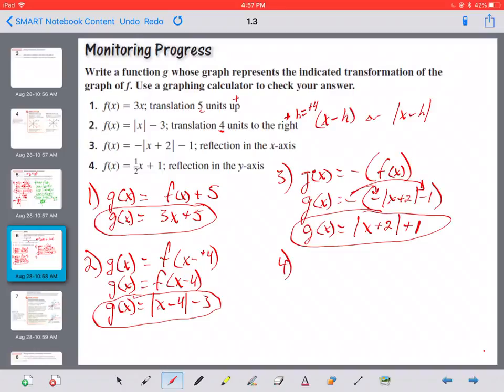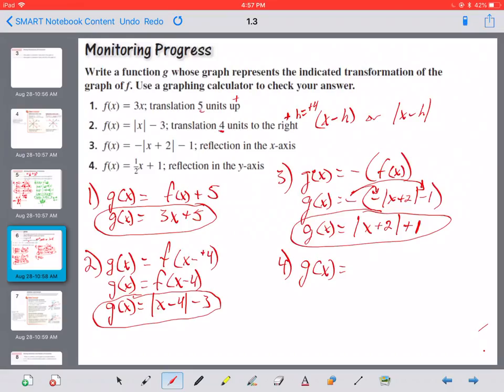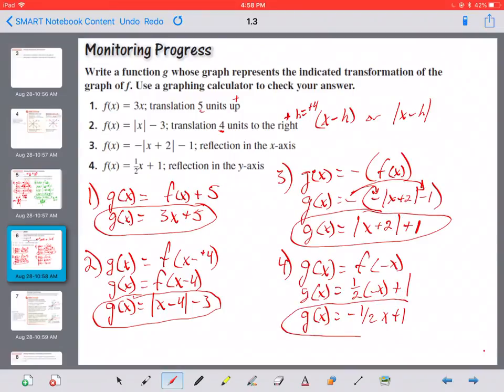And number 4, the tricky one. But it's a line, so it's actually less tricky than if it was an absolute value or a quadratic. But my g of x is equal to, and I'm going to reflect in the y-axis. Oh, I forgot. Okay, let's go back and look. Okay, reflections in the y-axis. Oh, I negate the x. So I'm going to do f of negative x. So g of x equals 1/2 times negative x instead of positive x, because we're reflecting it, plus 1. Then do a simplification. I can actually do 1/2 times negative x. That gives me negative 1/2 x plus 1. No more to simplify.